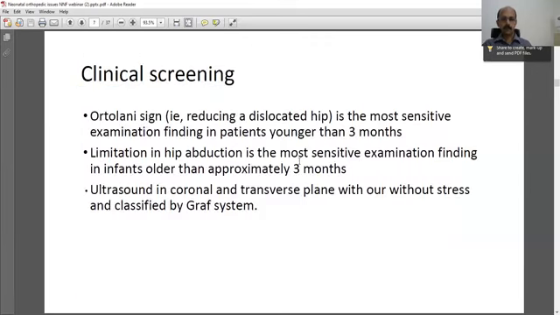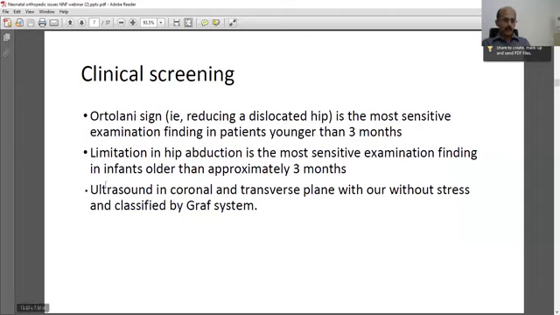So coming back to the original screen, Ortolani's sign is the most sensitive examination finding in babies less than 3 months of age. That is reducing an already dislocated hip. If they are after 3 months, Ortolani's has less value because it will almost fade out. We will not be able to slip it back. In that case, limitation of hip abduction is the most sensitive examination finding when the baby is more than 3 months. As we discussed earlier, it is less than 60-degree abduction, or lesser than 20 degrees than what the opposite side can do.